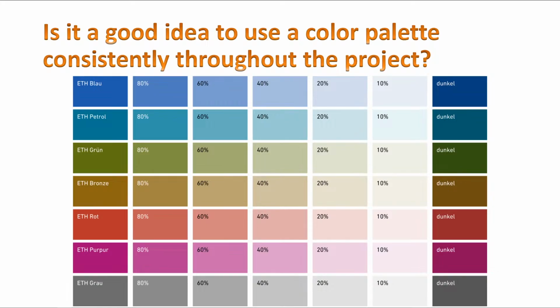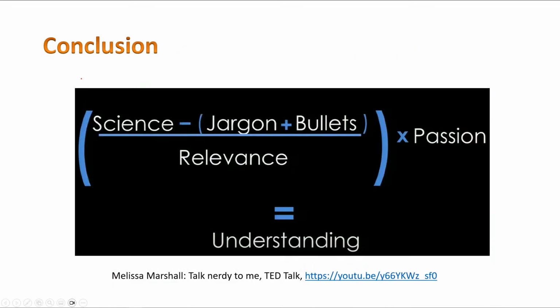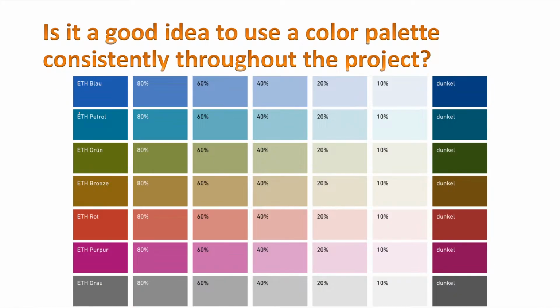Some universities provide this. ETH, for example, the MIT of Switzerland. This is the blue. This is in German: blau, grün means green, rot means red, purple, and so on. They use different color palettes. Let me show you an example. Sometimes I do this. This is some example I did.